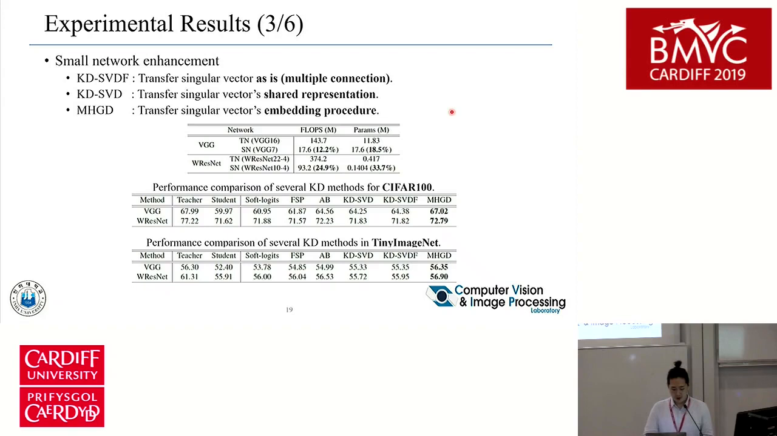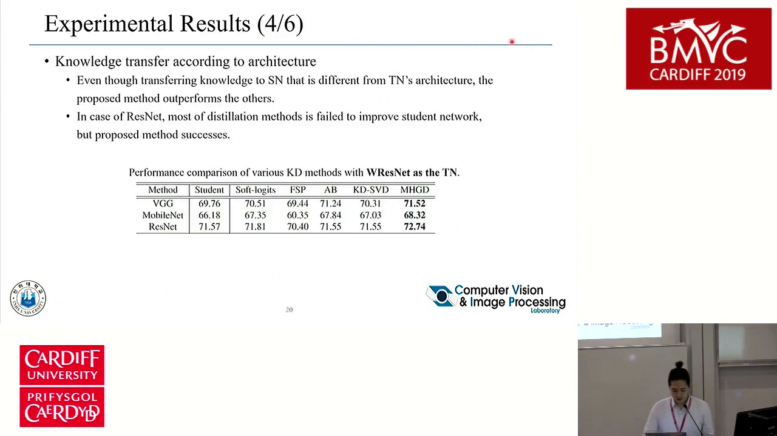Experiment results show that our method outperformed the others. So it means that our knowledge, the embedding procedure knowledge, is better than others. Even when transferring teacher knowledge to heterogeneous students, the proposed method outperformed the others. Moreover, in the case of LegendNet, most of the distillation modules failed to improve the student network. However, the proposed method improves the student network by more than 1%. Therefore, we can say that our algorithm extracts more general knowledge independent of network architectures.